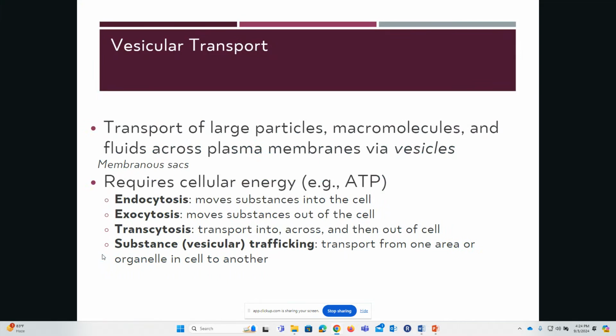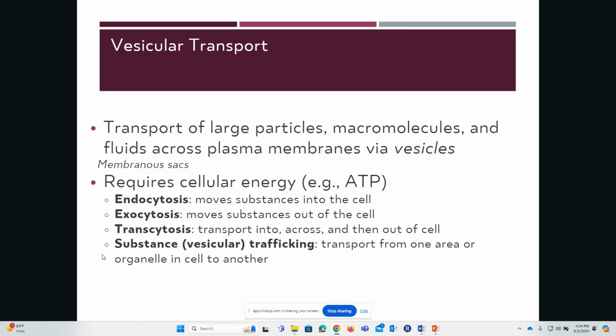There's also vesicular transport. This is where we transport large particles like macromolecules and fluids across the plasma membrane using cell bubbles or membranous sacs called vesicles. This does require cellular energy or ATP. And there's different ways to do this.